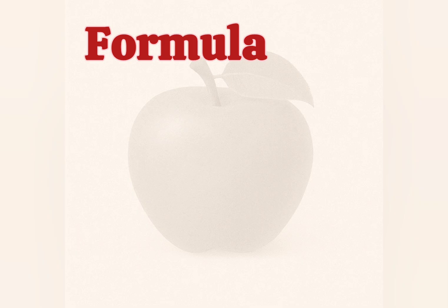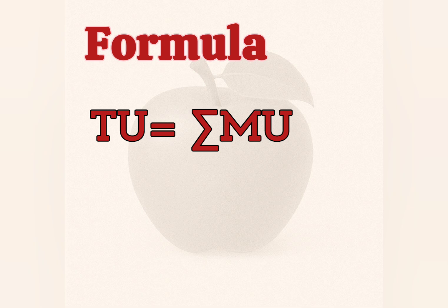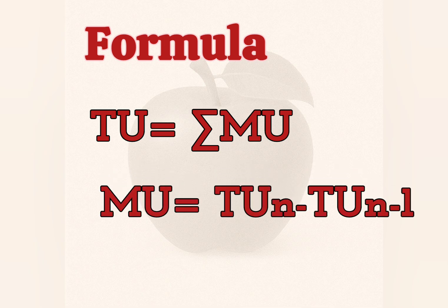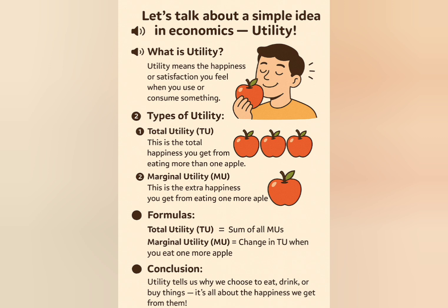alone. The formula for TU is total utility, TU, equals the sum of all marginal utilities from each unit consumed. And the formula for MU is MU equals TUn minus TUn-1. So, utility helps us understand how people make choices about what and how much to consume.